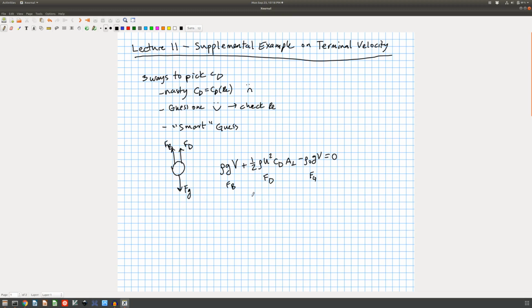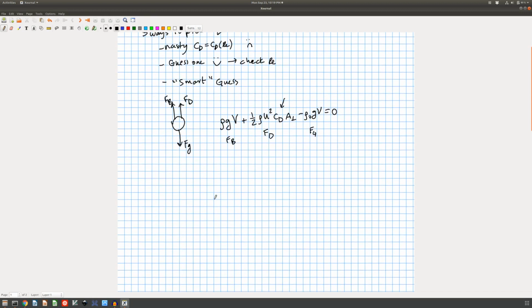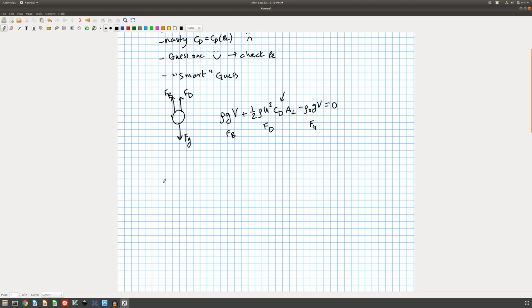So what we did in class was I said let's just guess a value for CD. But if you want to do the smart guess, you have to do the following procedure. The first thing that you want to do is make the force balance dimensionless and rearrange a little bit. So I'm going to move some of this stuff over to one side and move this over to the other side. So let me just do a little bit of algebra here. I'm going to scroll down to a little more space.